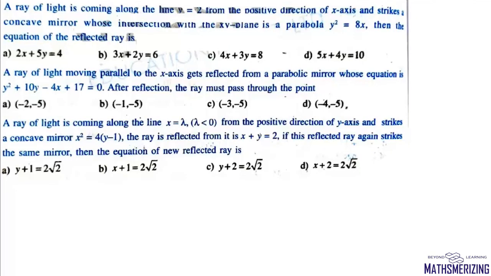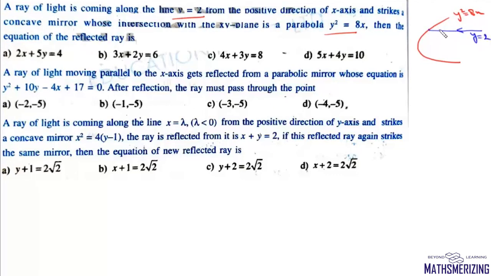Now let us take another question, which is a ray of light is coming along a line y equals 2 from the positive direction of x-axis and strikes a concave mirror whose intersection with xy plane is a parabola y square equals 8x. Then we need to find equation of the reflected ray. So we have this parabola which is y square equals 8x, and then we have this incident ray which is coming along the line y equals 2.